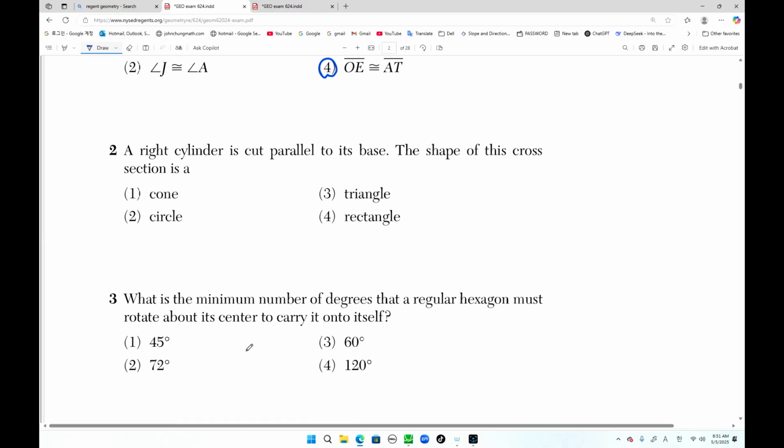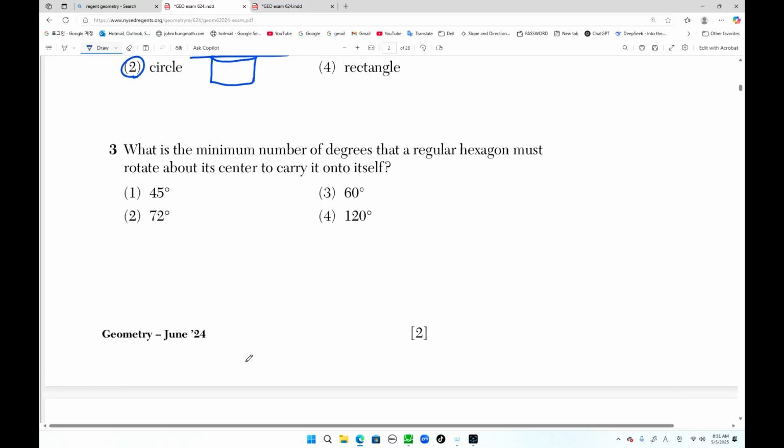A right cylinder is cut parallel to its base. The shape of its cross section, this is very simple, right? This is a cylinder cut parallel to its base this way. Also a circle, okay?